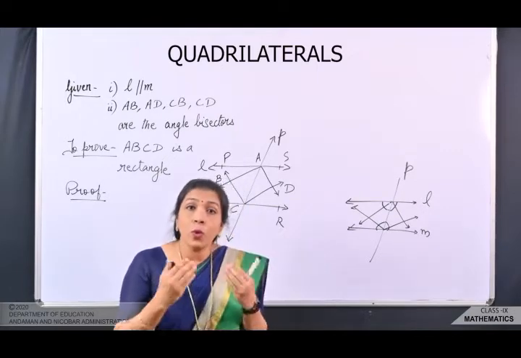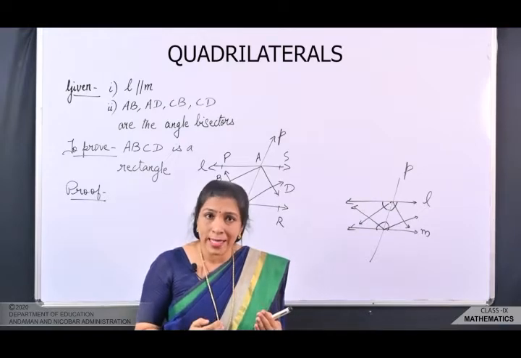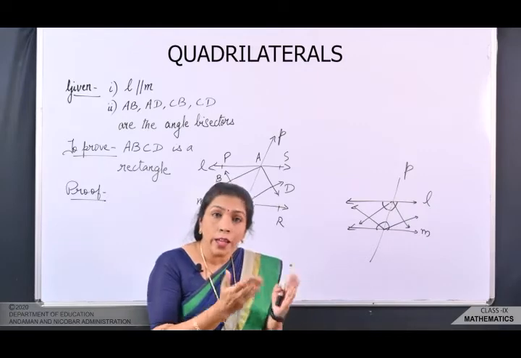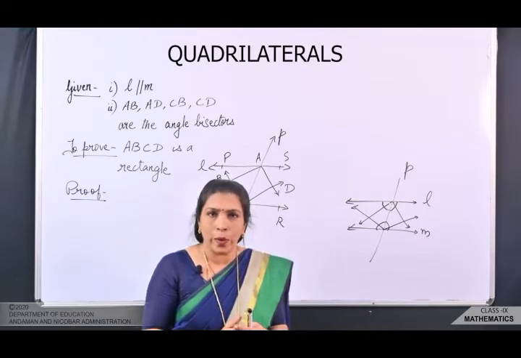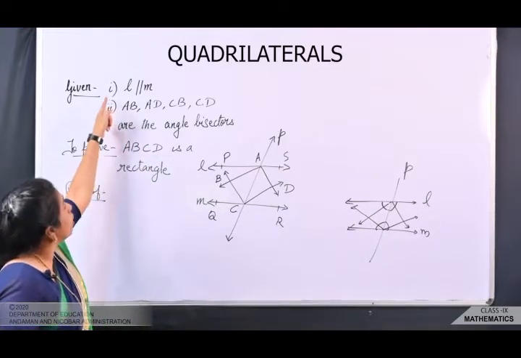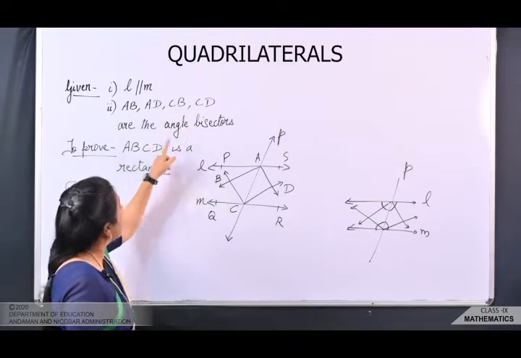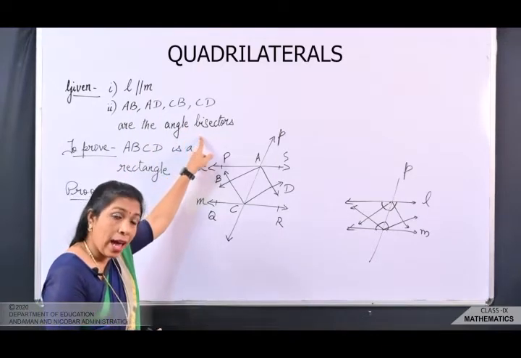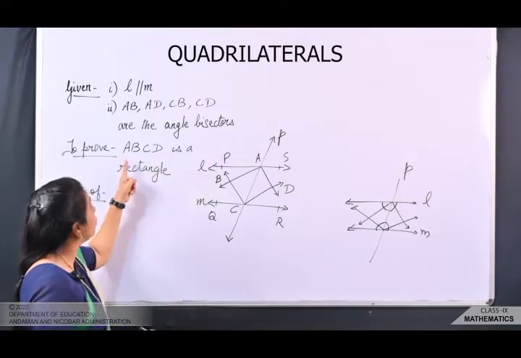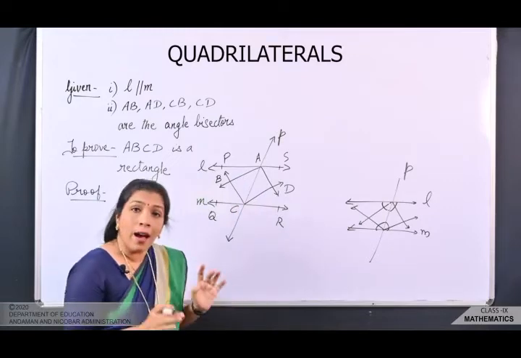Okay? And to prove that it is a parallelogram, we've got so many properties of parallelogram, isn't it? आप उसमें से कोई भी एक prove कर लीजिए, आप कह सकते हैं कि the given quadrilateral is a parallelogram. Fine. Now here, this is what is given. L is parallel to M and AB, AD, CB, CD are the angle bisectors. वे क्या हैं? कोण समद्विभाजक. Okay. Now here you have to prove that ABCD is a rectangle.